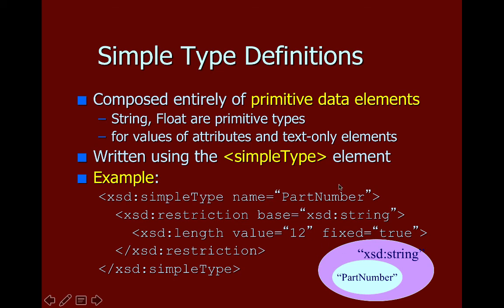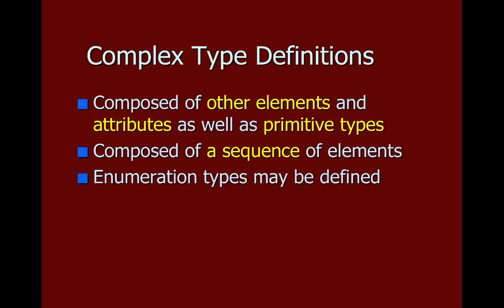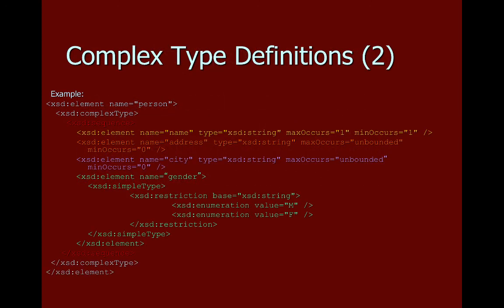So you can define a type for part number, which is a set of all strings whose length is 12, right? So it's a subset of xsd:string, and that's how you declare a simple type like this. And it's still a simple type rather than a complex type because there are no elements inside this type. A complex type definition would be complex in the sense that it contains other elements, right? And normally it's a sequence of elements, and enumeration types may be defined.